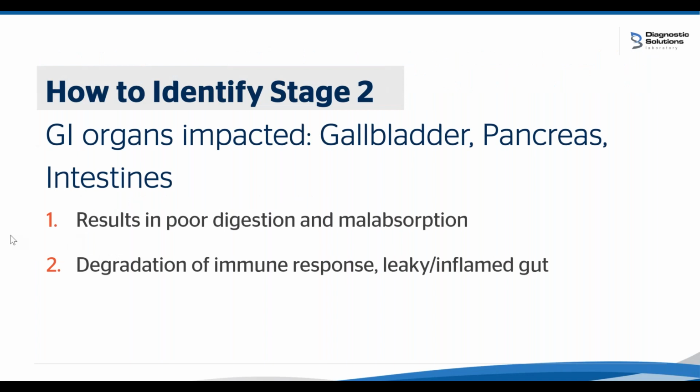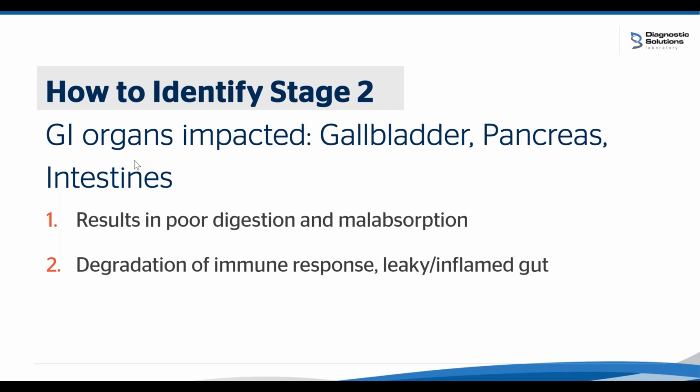And now we're looking at the organs that are involved. Now, it's not just the microbiome, not just the bacteria that are out of balance, but now that person's gallbladder or pancreas or intestinal tract is not working properly. And that's going to result in poor digestion and malabsorption. If you can't make enough bile or pancreatic enzymes, then you're going to have all kinds of horrific problems with breaking down your food.